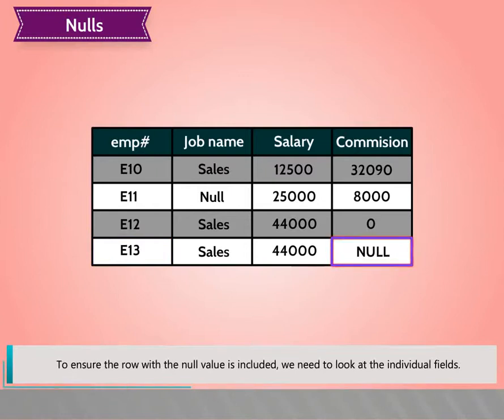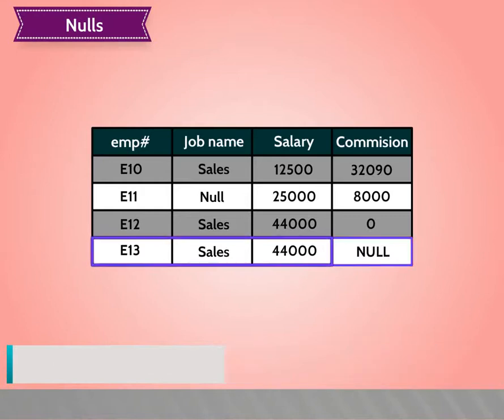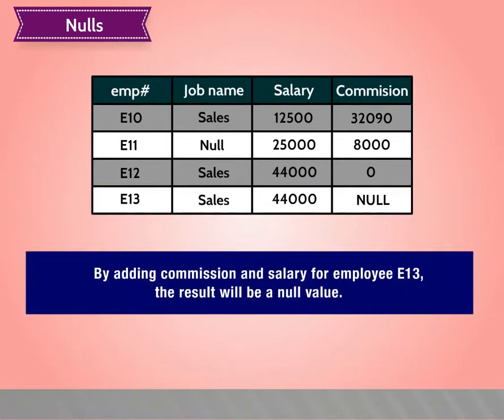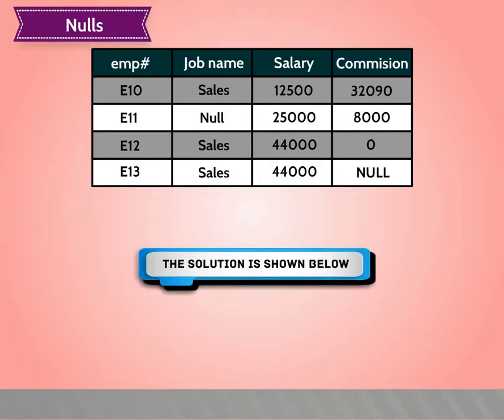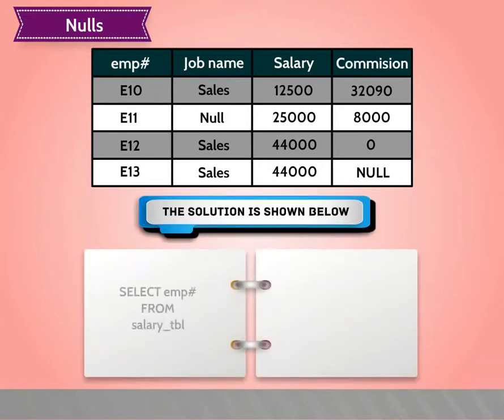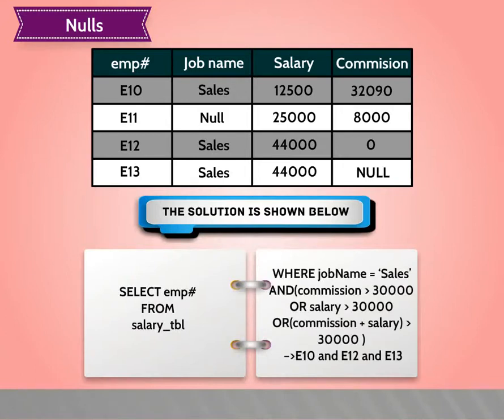To ensure the row with the null value is included, we need to look at the individual fields. By adding commission and salary for employee E13, the result will be a null value. The solution is shown below. Select EMP from salary table where job name is equal to sales and commission is greater than 30,000, or salary is greater than 30,000, or commission plus salary is greater than 30,000 implies E10 and E12 and E13.